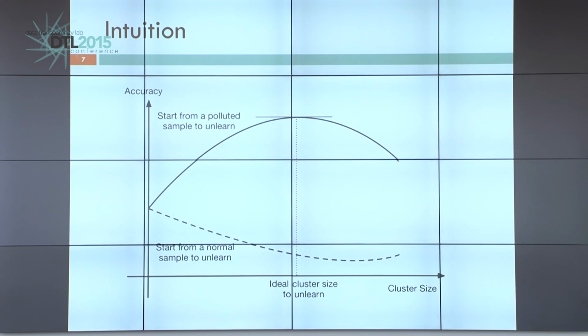But this is not the end. We want to find out how do we find the peak? How we do that is we first use a coarse-grained search. We find different intervals, and then we find the correct interval, and then we start a more fine-grained search until we find the peak. So this is the intuition of our active machine unlearning.